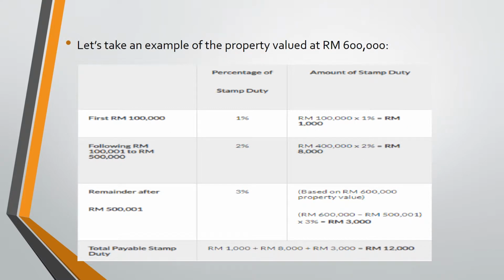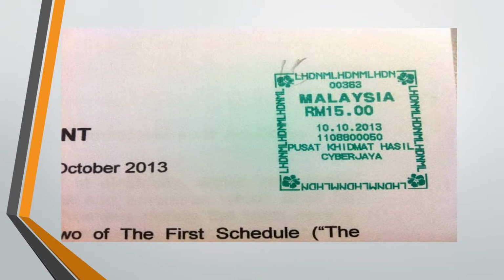Let us take an example of a property valued at 600,000 ringgit. For the first 100,000 ringgit value of the property, it is charged 1%, and the following 101,000 to 500,000 will be charged 2%, and the remainder after 501,000 will be charged 3%. All three percentages are then added up to a total payable stamp duty. In this case, it is 12,000 ringgit. This is an example of a duty stamp.